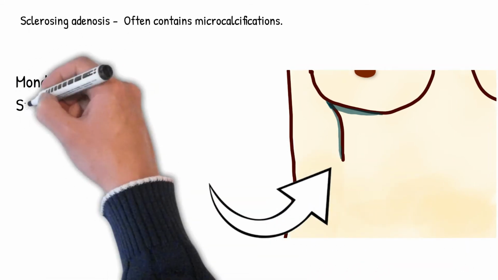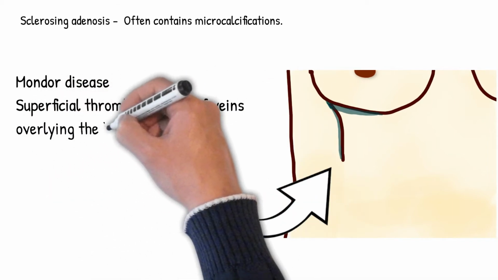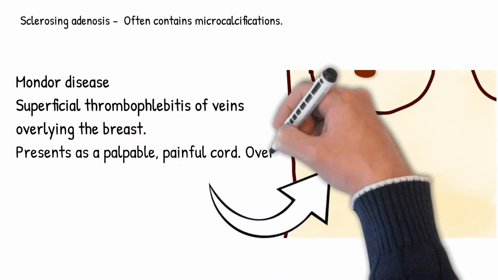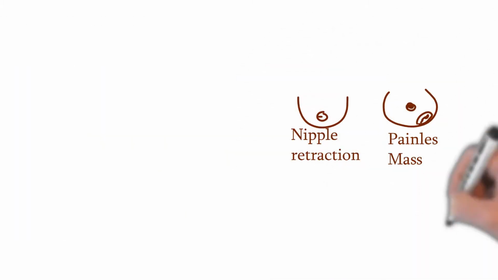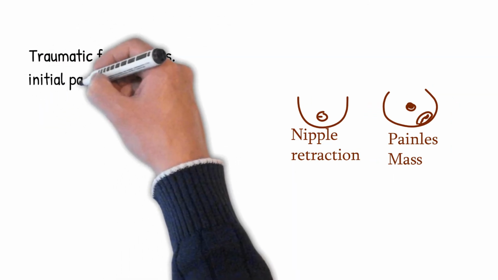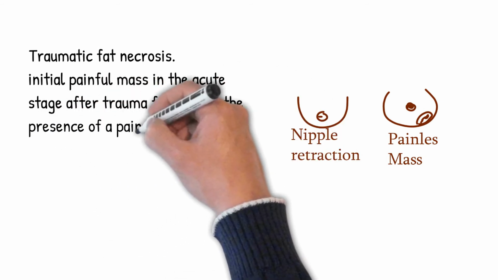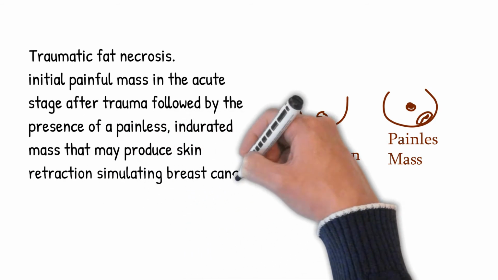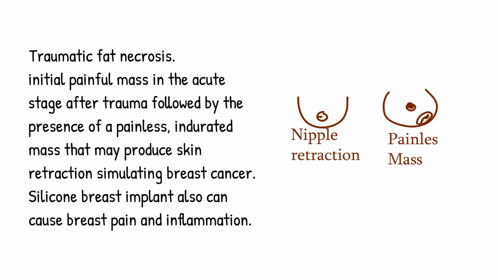Mondor disease is superficial thrombophlebitis of veins overlying the breast. It presents as a palpable, painful cord. Over time it may become painless. Traumatic fat necrosis is necrosis that occurs in fatty tissue as a result of blunt trauma or surgery. Clinical findings: initial painful mass in the acute stage after trauma, followed by the presence of a painless, indurated mass that may produce skin retraction simulating breast cancer. Silicone breast implant also can cause breast pain and inflammation.